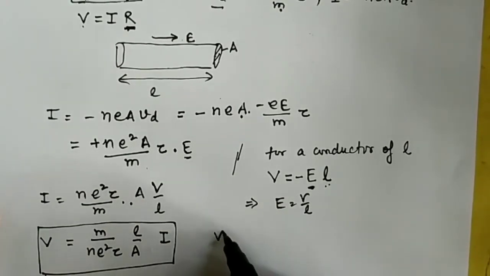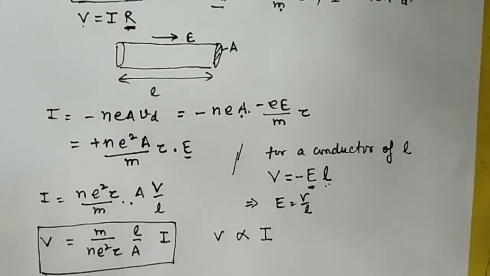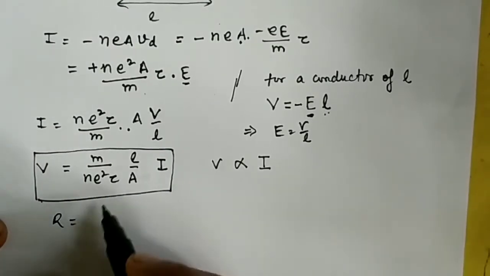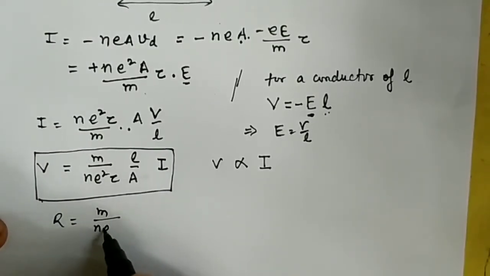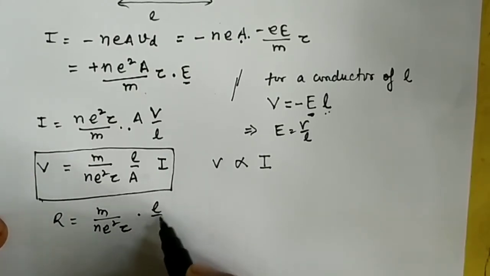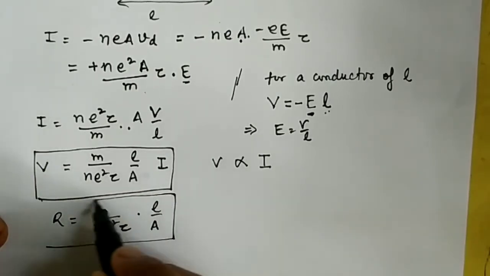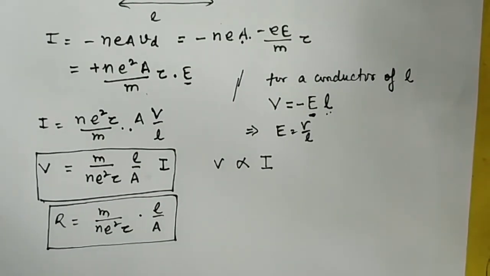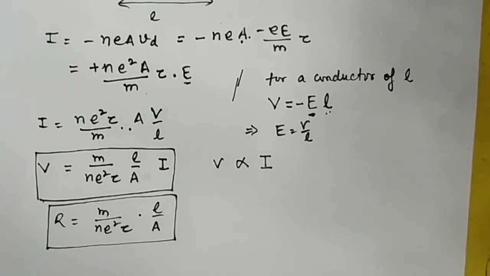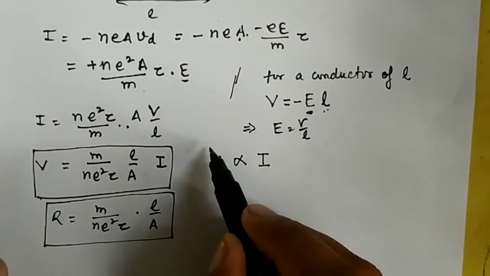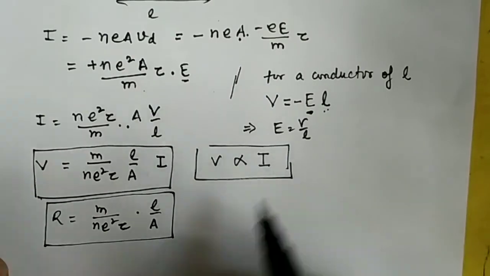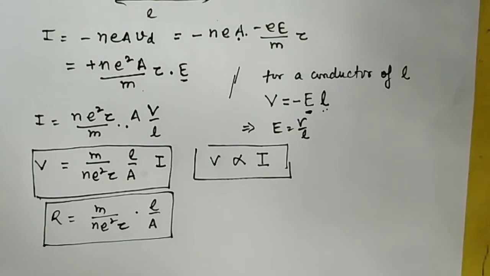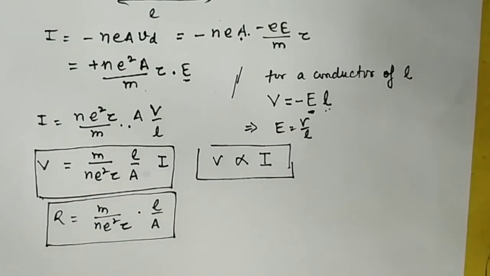For a particular situation, V is directly proportional to I, where R, the resistance, is equal to m divided by n e square tau into L by A. So this is our resistance. We should remember the formula for resistance. If we know the resistance, we will be able to find the above relationship, and this is our Ohm's law in current. Similarly, we can also derive the microscopic Ohm's law. So we know that microscopic Ohm's law is what?